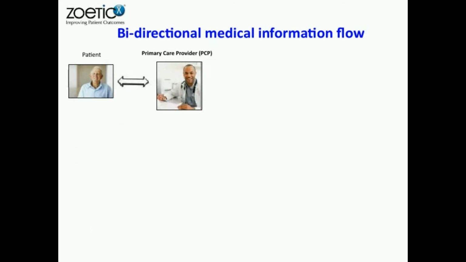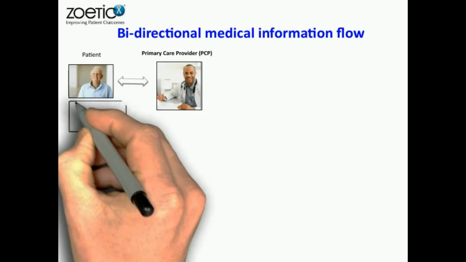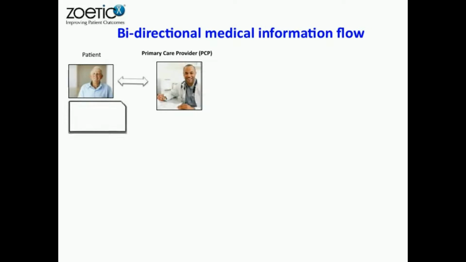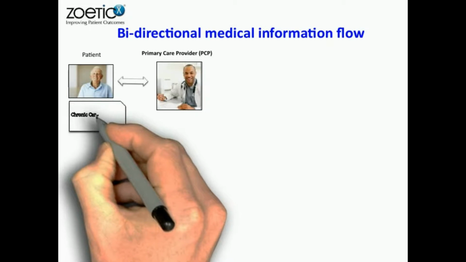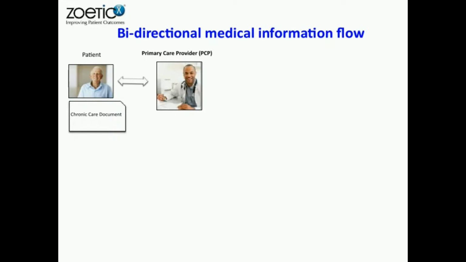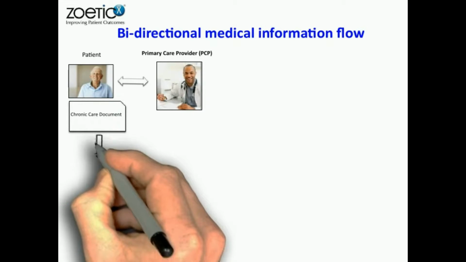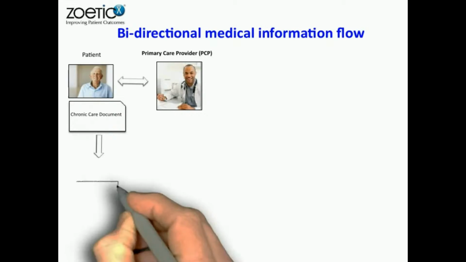Let's walk through the scenario. A patient registers for chronic care management services with a primary care provider. We'll walk through the major components making up the CCM care plan documentation.